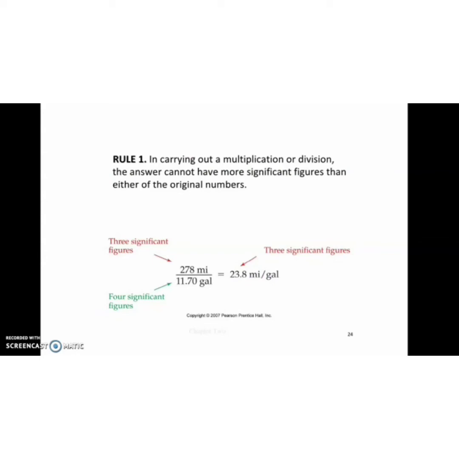In carrying out multiplication or division, the answer cannot have more significant figures than either of the original numbers. For example, this is a division process where 2780 milligram by 11.70 calorie is equal to 23.8 milligram per calorie. Here, this consists of 3 significant figures, this consists of 4 significant figures, and we got 3 significant figures here.